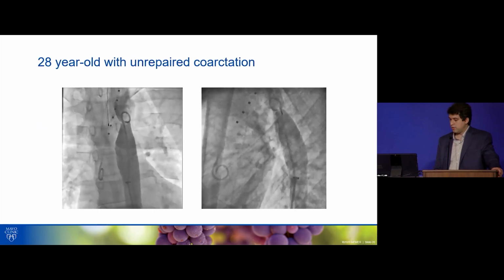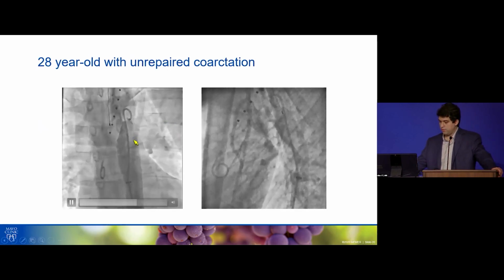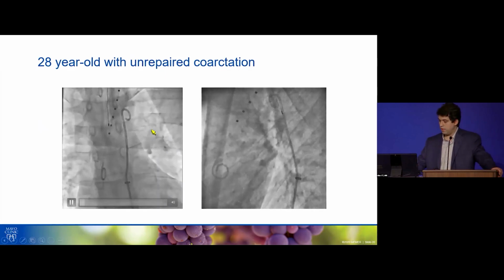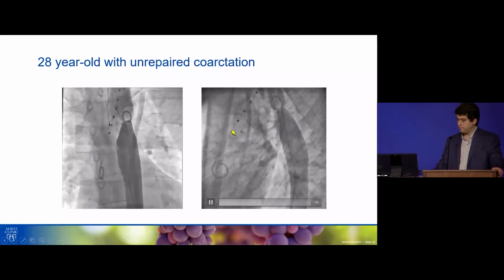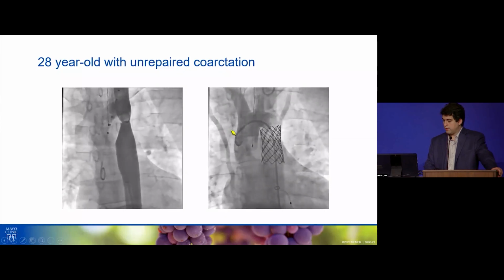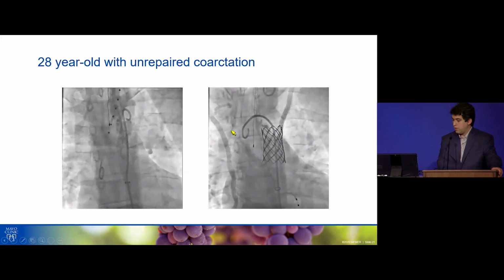So the patient was taken to the cath lab. On the left-hand side, you can see this obvious narrowing here with this shelf-like obstruction that you can see on the lateral camera as well. So a very tight coarctation of the aorta. And as I mentioned, the patient underwent stenting, and on the right-hand side, you can see the final result. So wide open descending aorta with a gradient of 0.